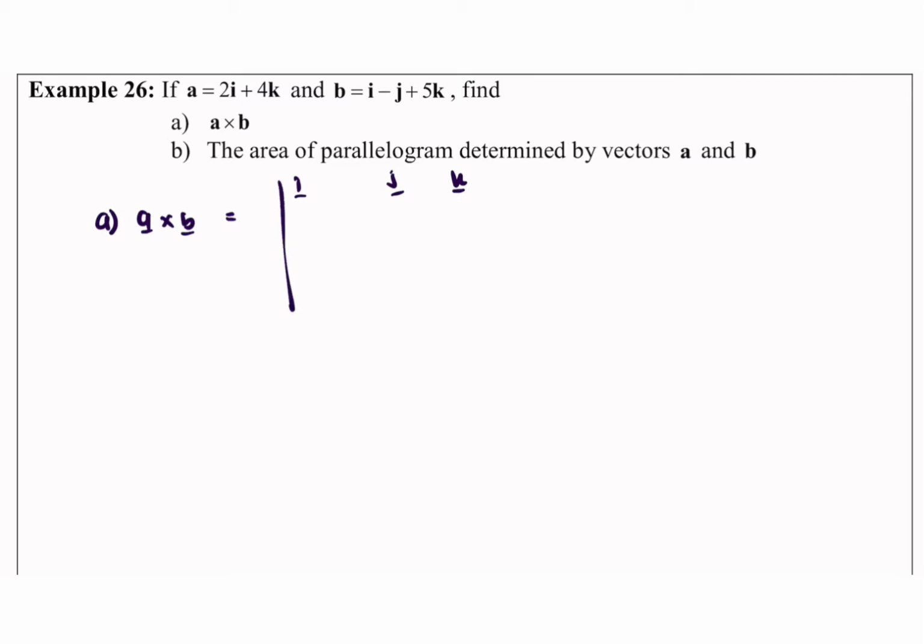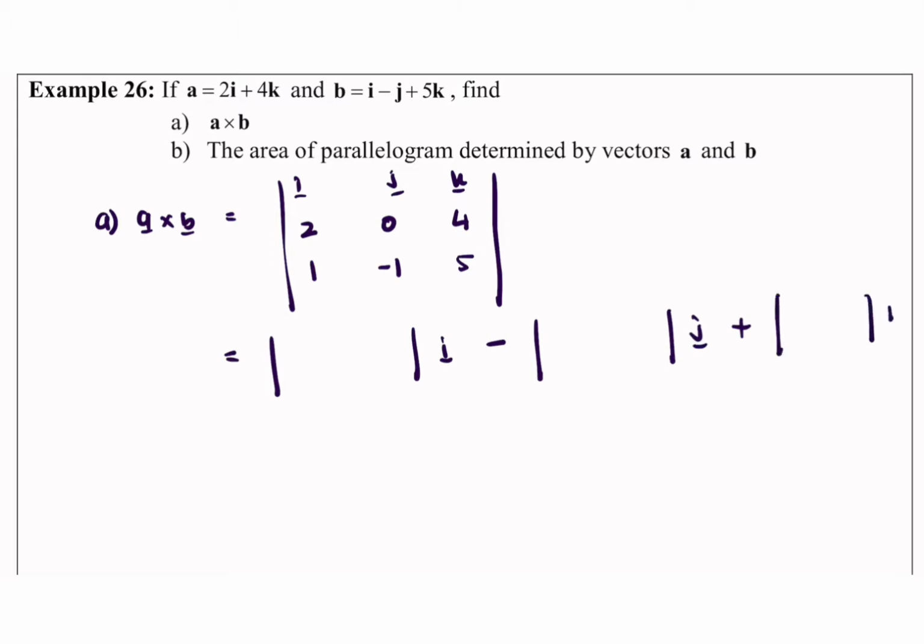symbolic determinant ni. Okay, so i adalah 2, j adalah 0, k adalah 4 untuk vector A. Vector B adalah 1, negative 1 and 5. Okay, then kita akan buat dulu determinant i minus determinant j plus determinant k.